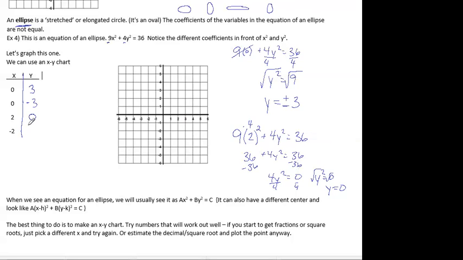So the last one I'm going to do is I'm going to plug in negative 2. So 9 times negative 2 squared plus 4y squared equals 36. Negative 2 squared is still 4. So this is 9 times 4 is 36 plus 4y squared equals 36. Hopefully you see that this is the same as over here. So the answer will also be y equals 0.